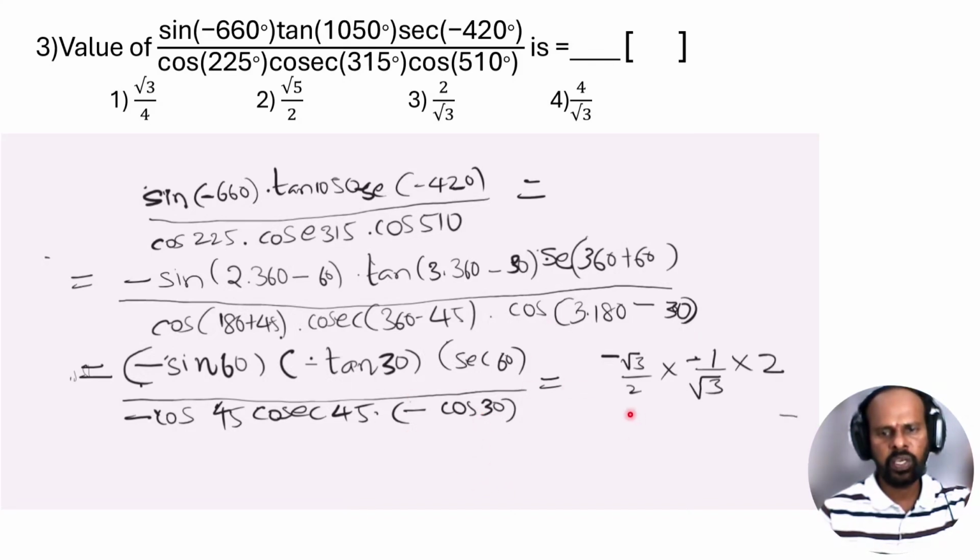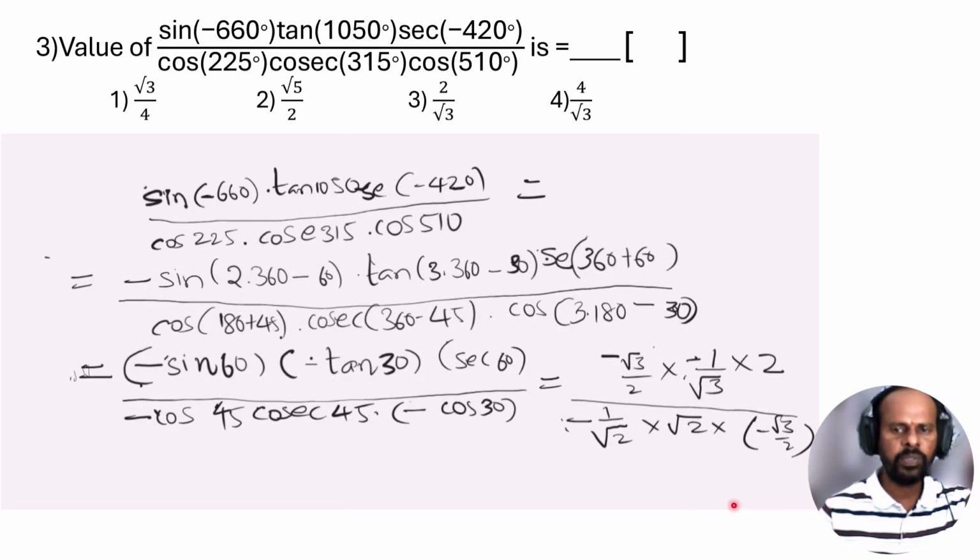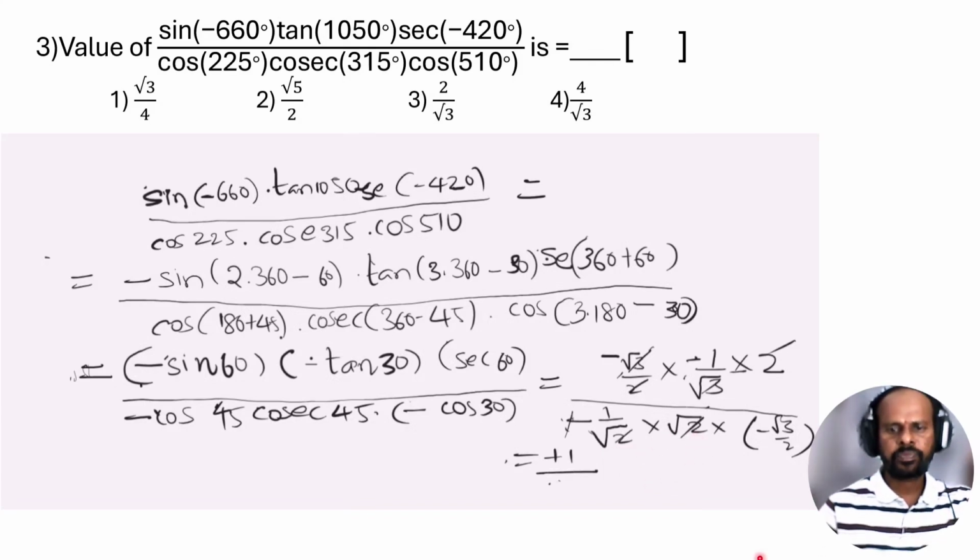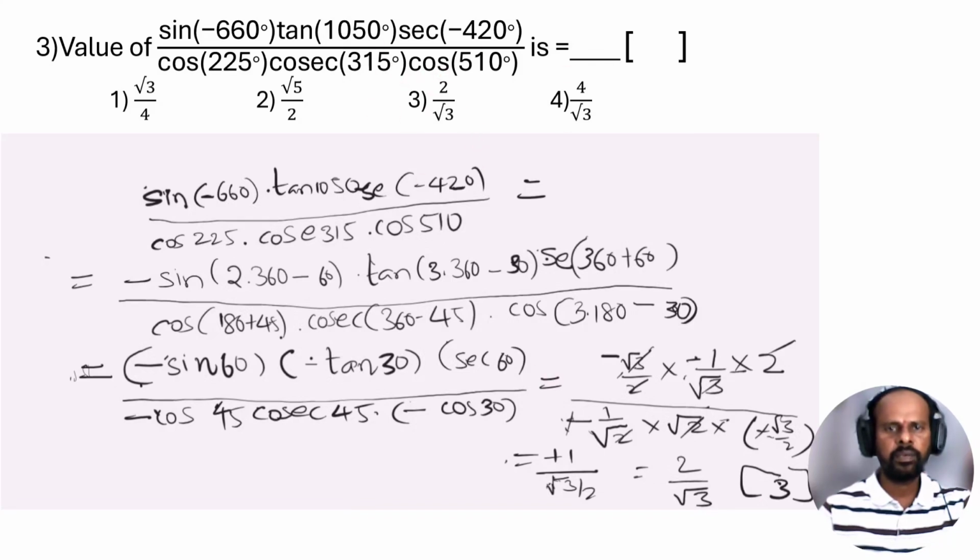So if you substitute the values all, we get in this way: minus 3 by 2 sin 60, tan 30 is 1 by root 3, sec 60 is 2, minus minus as it is, cos 45 is 1 by root 2, cosec 45 is root 2, and cos 30 is minus root 3 by 2. So if you cancel, root 3 gets cancelled, 2 and 2 get cancelled, and here 1 by root 2 and root 2 also get cancelled, and next minus root 3 by 2 left, minus minus gets cancelled. Only that term left is 1 by root 3 by 2, which can be written as 2 by root 3. So that is the option third one.